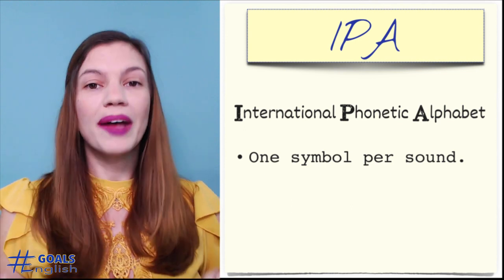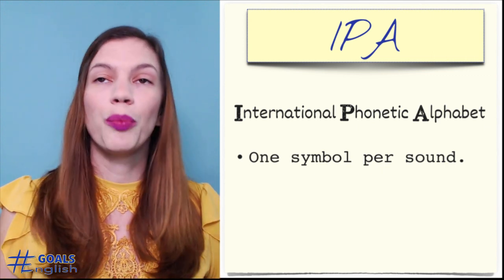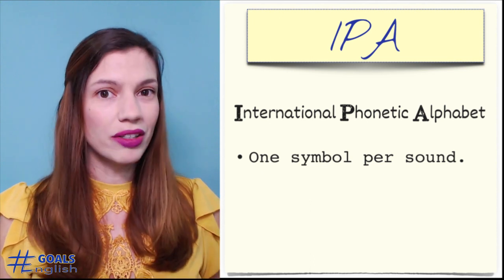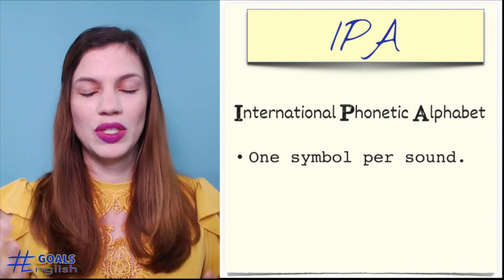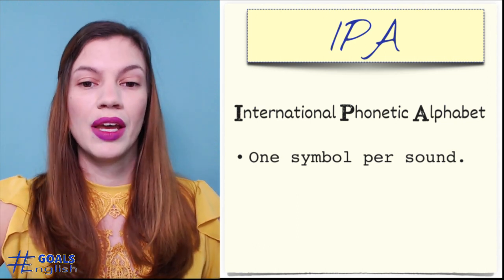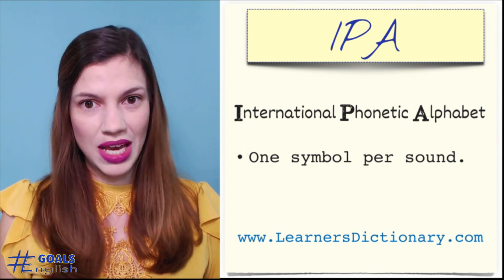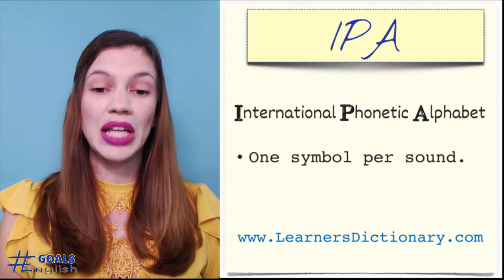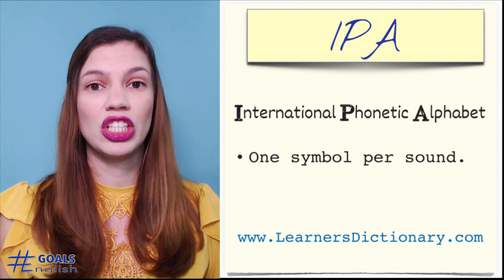And what's great about the IPA is that there's one symbol per sound. You probably know that in English, the sounds don't match the letters all of the time. So when you learn the IPA, it'll help you distinguish between the different sounds. Now, all of the dictionaries don't use IPA. A lot of the American dictionaries don't. So if you want a dictionary online that uses the IPA for pronunciation, go to learnersdictionary.com.